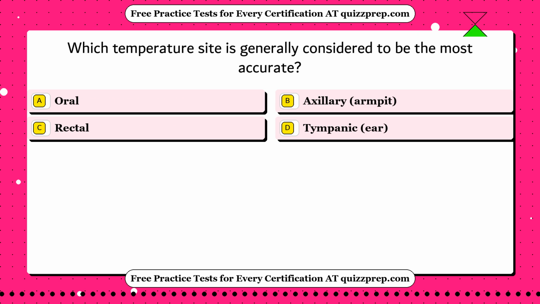Question 72. Which temperature site is generally considered to be the most accurate? Option A, oral. Option B, axillary, armpit. Option C, rectal. Option D, tympanic, ear.